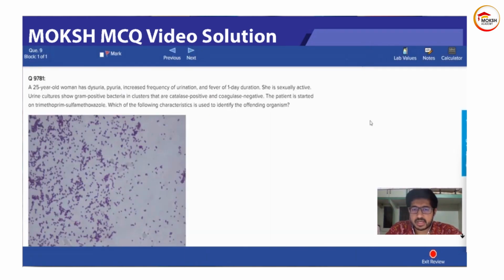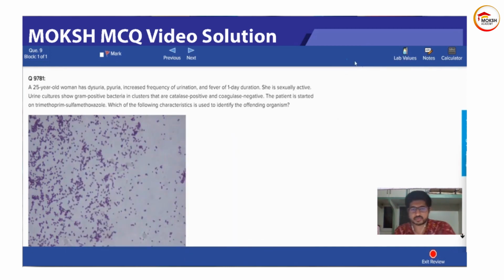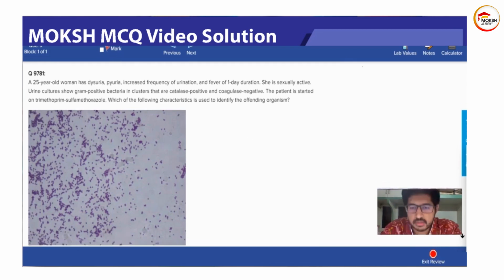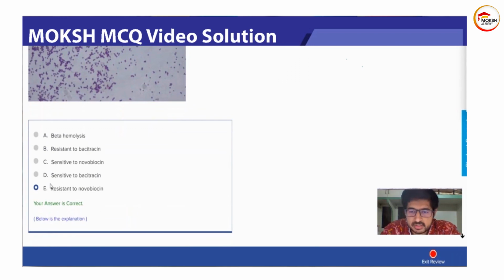Now, quick diagnosis of this, because this is also a very direct question, doesn't need much discussion. I just need a quick diagnosis. Tell me which bacteria is being talked about here. All right, don't worry about it. So basically, this is also a fact to remember. Staphylococcus saprophyticus is resistant to novobiocin.